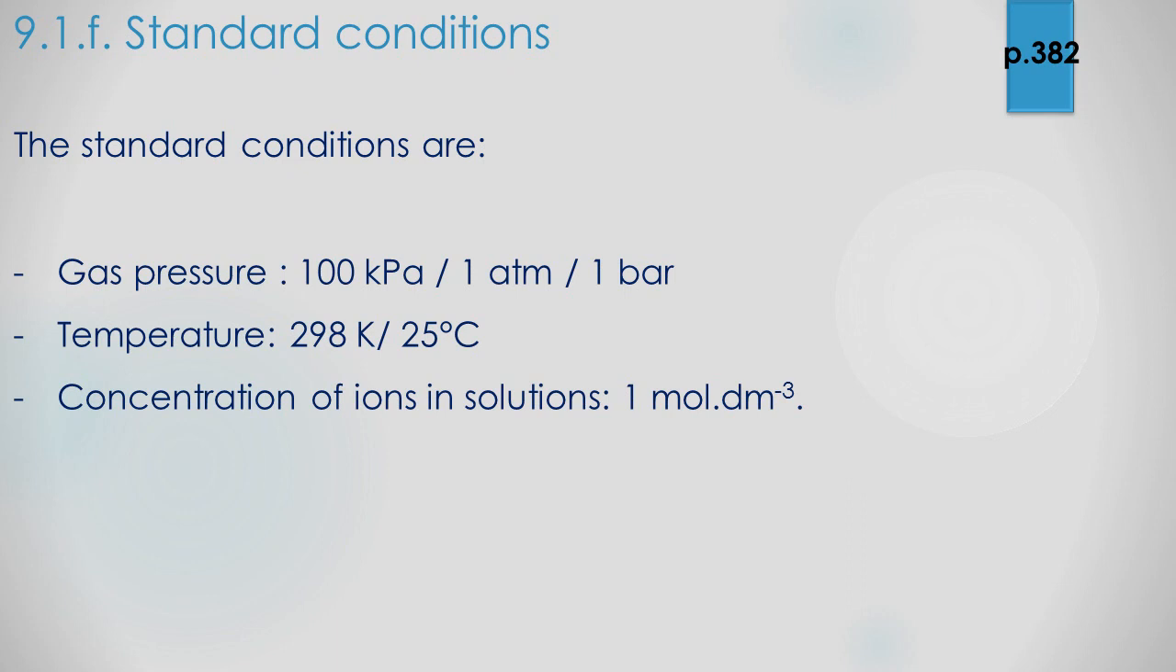Now, what do we mean by standard conditions? The pressure of the gases has to be 100 kilopascals, which is equivalent to 1 atmosphere and 1 bar, just different units. The temperature at which you are carrying out the experiment has to be 298 kelvins or 25 degrees Celsius, and the concentration of ions in solution is equal to 1 mole per decimeter cube.